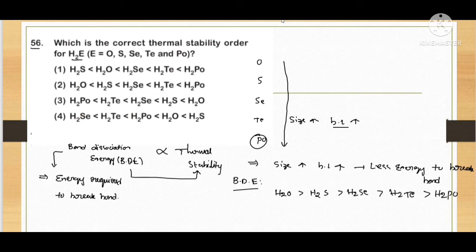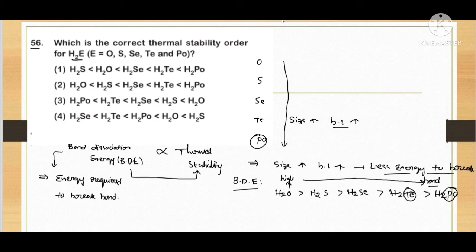Why? Because oxygen's size is small when compared to sulfur. With small size, its attractions are very high. It requires a higher bond energy than sulfur. From top to bottom, the bond dissociation energy decreases. Why? Because the size of the element increases. It requires less energy to break the bond.